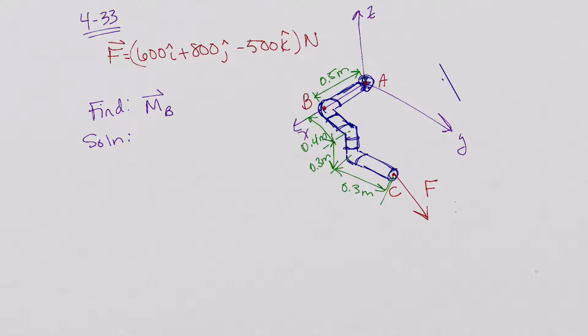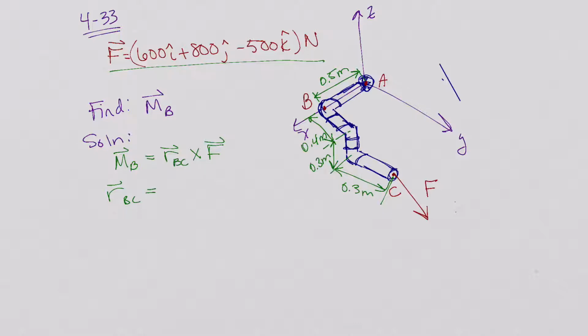So if you remember, the moment about point B due to that force is going to be that position vector from B to C crossed with that force vector. The force vector was given to us, so we have the force vector. So we need that position vector also from B to C. So I would recommend looking in the book again.